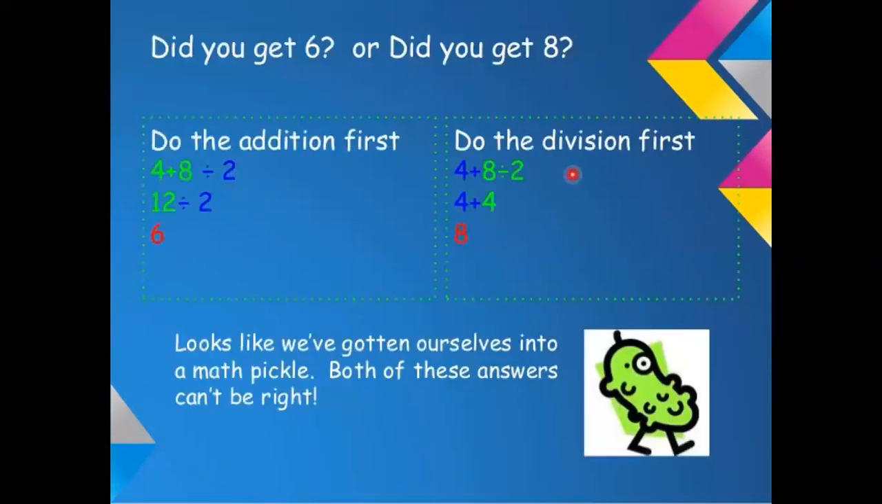See, here we have two different answers. How? According to this one, they have first added the values 4 plus 8 and then divided the answer by 2 and got the answer 6. But in the second way, they first divided these values rather than adding. They first divided and got the answer 4, and then they added and got the answer 8. So here are two different answers, 6 and 8.